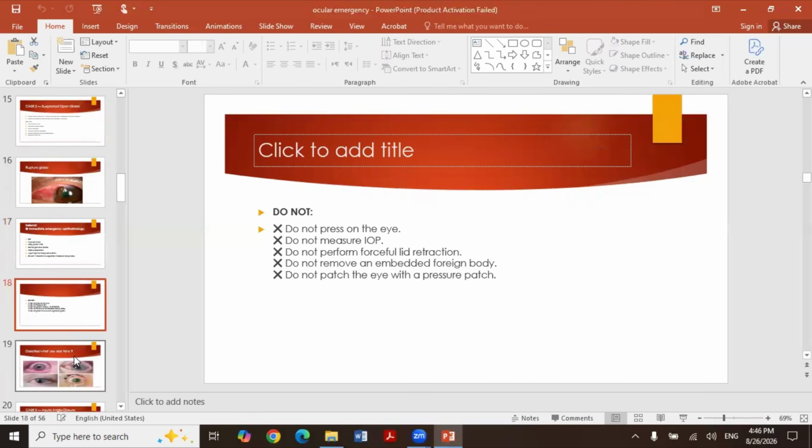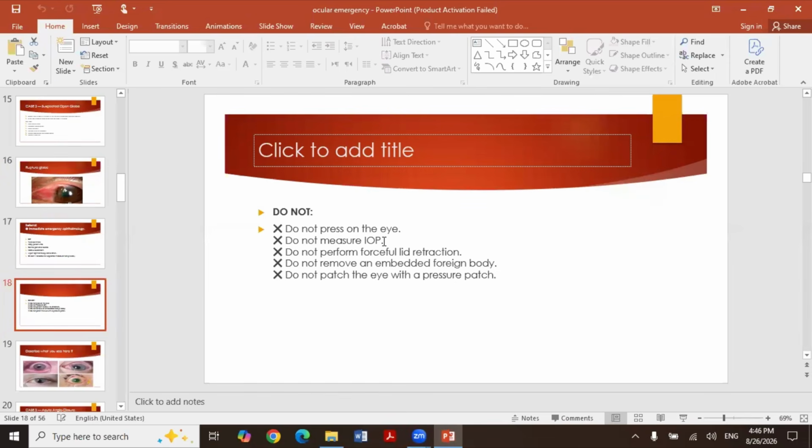Okay, and don't press on the eye. Don't try to measure the intraocular pressure. We can always measure the intraocular pressure in the emergency room digitally. We put the finger on the eye and see whether the globe is soft or rigid or hard. But in these cases, don't try to measure the intraocular pressure.